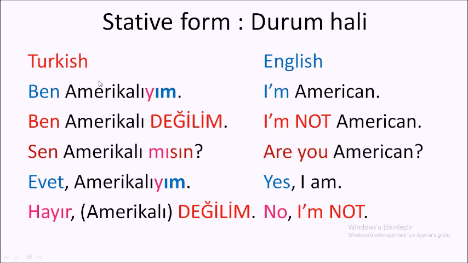So let me repeat one more time for you. Ben Amerikalıyım. Ben Amerikalı değilim. Sen Amerikalı mısın? Evet, Amerikalıyım. Hayır, Amerikalı değilim. Which is no, I'm not. Okay, one more time. Ben Amerikalıyım. Ben Amerikalı değilim. Sen Amerikalı mısın? As you see, the voice goes up, goes down, changes. Alright, so evet Amerikalıyım. Hayır, Amerikalı değilim. Alright, so as you see here, these are stative sentences, where there's no action verb at all.